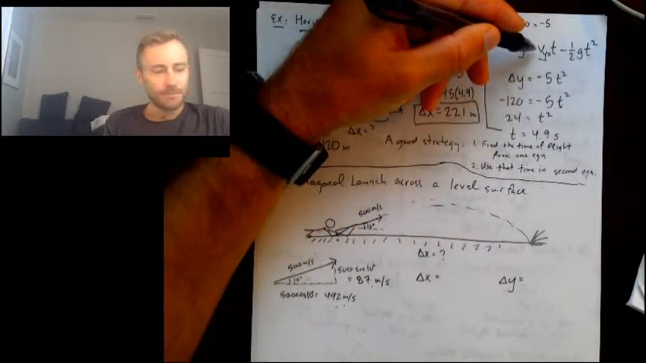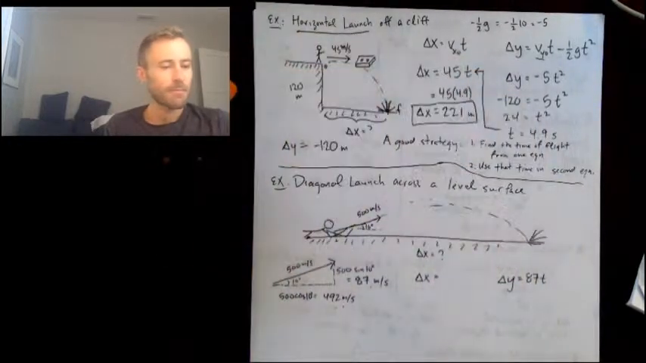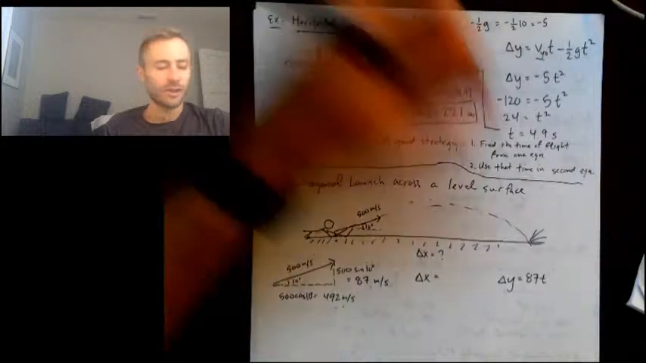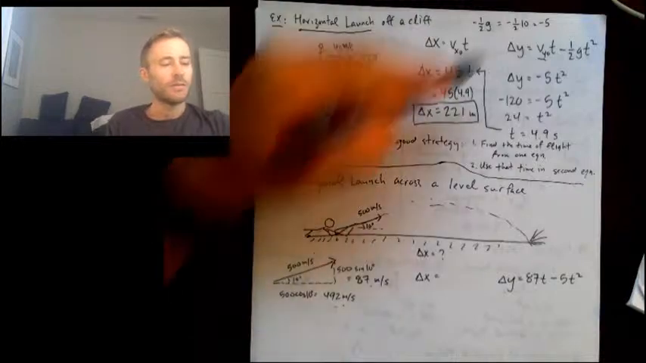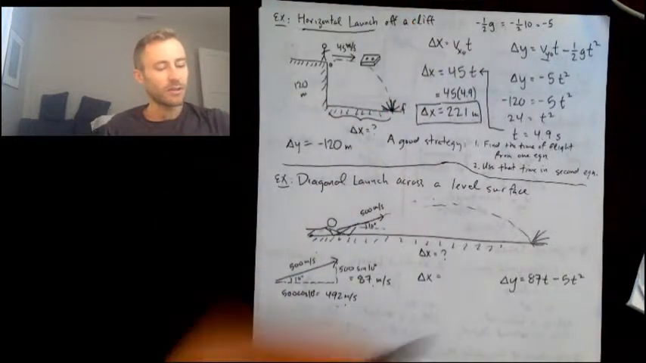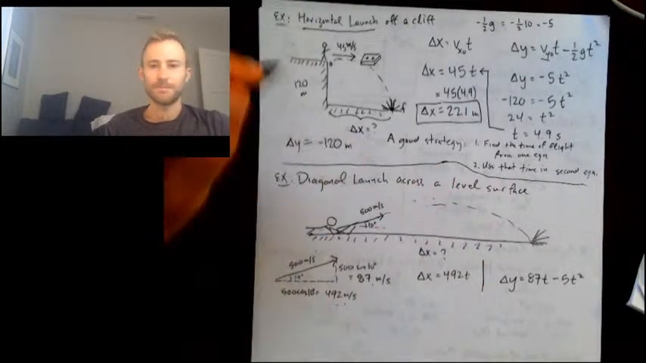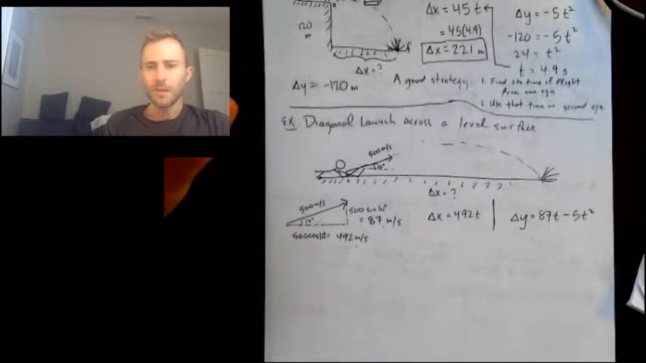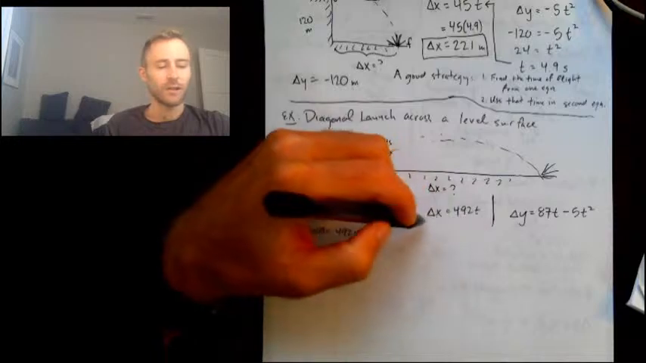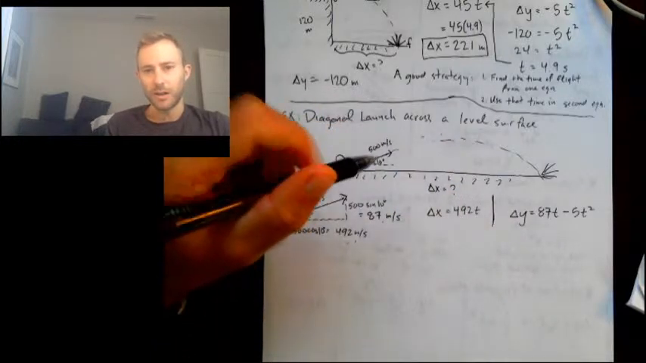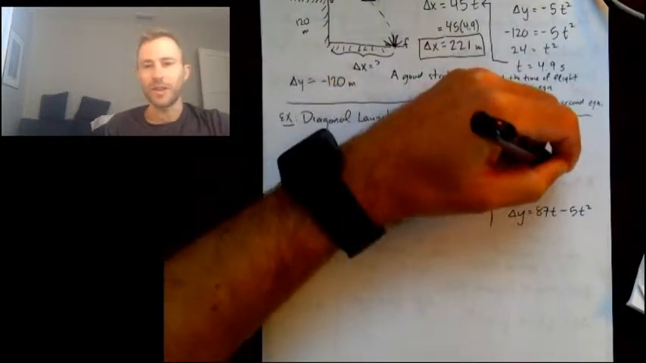So Vy naught is 87. So I have 87t. And then negative 1/2 g is, again, negative 5t squared. So that's my delta y equation. Vx naught is 492, so I have 492t. These are my two equations here. All right? Now, I need another mathematical condition to solve the problem because this has 3 variables. That's one too many. So the bullet starts and ends at the same elevation.